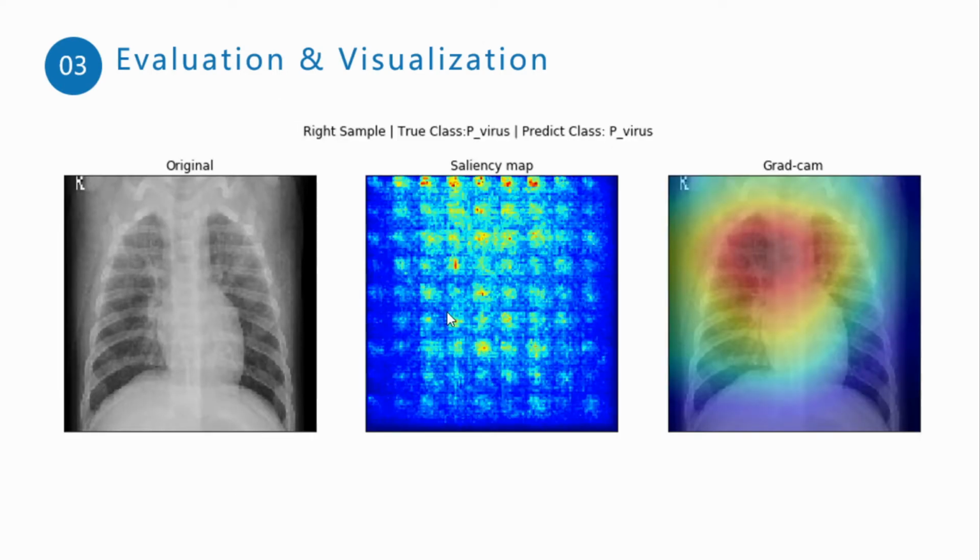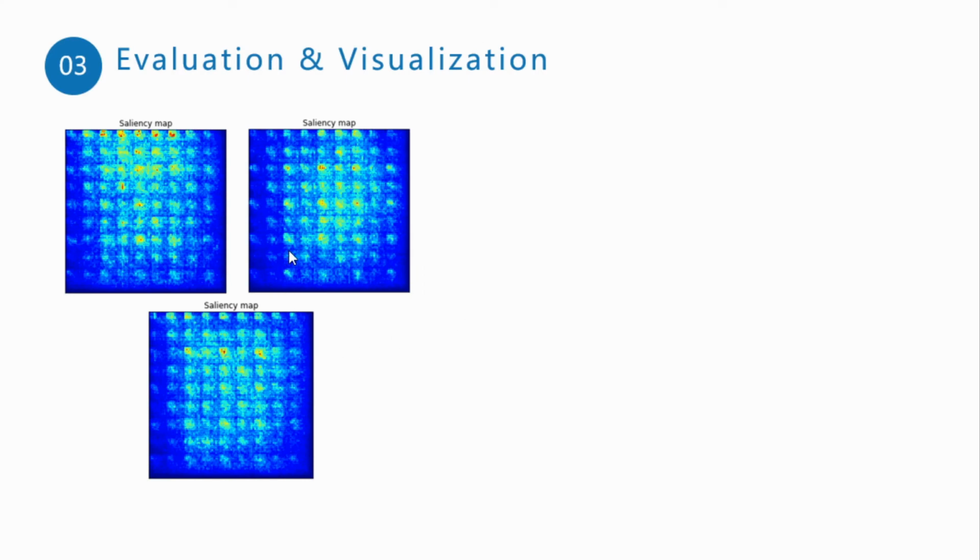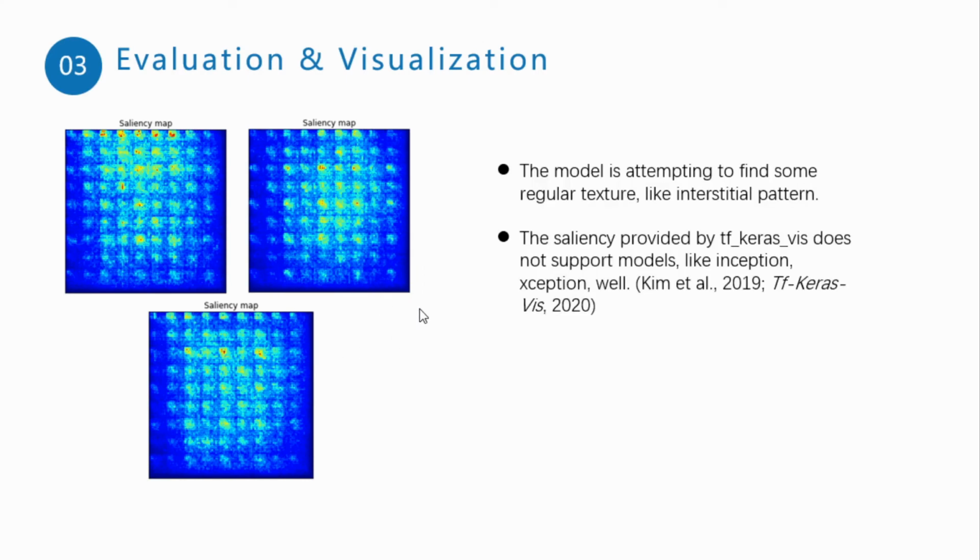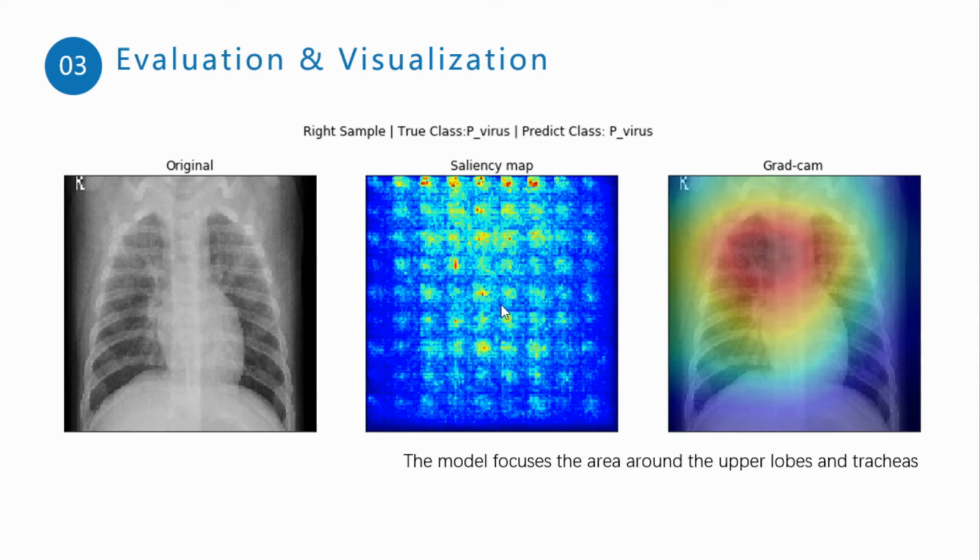We also have saliency maps and Grad-CAMs. Unfortunately, the saliency maps are meaningless. This may be because the model is attempting to find some small regular patterns like interstitial shadows, which is good since it is what we want to learn. But it may also be because the saliency tools do not support the models of Xception families, including Xception, according to its documentation. But luckily, we still have Grad-CAMs.